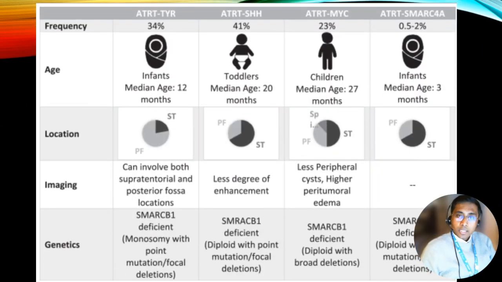Molecularly, ATRTs can be of the TYR type, SHH, or the MYC types, and some of them, at least 2 of them, are more in the supratentorial region than in the posterior fossa. It's not really important to differentiate between the two. As long as we say ATRT, I think that should be okay. But the difference basically is that the TYR type is more in the posterior fossa, and the others are equally distributed between the same, and some of them have a slightly lesser degree of enhancement, like for example the SHH.